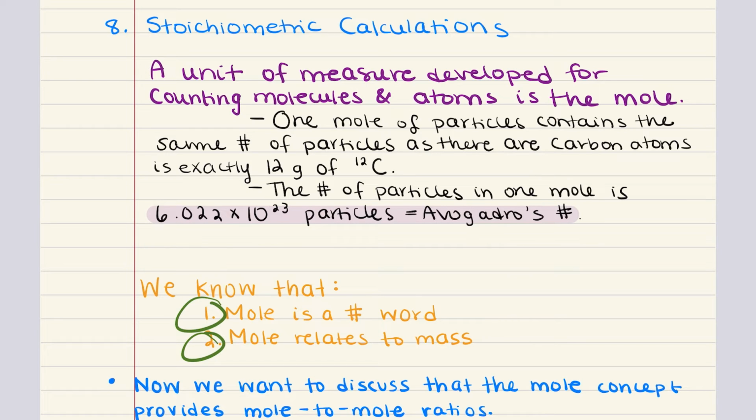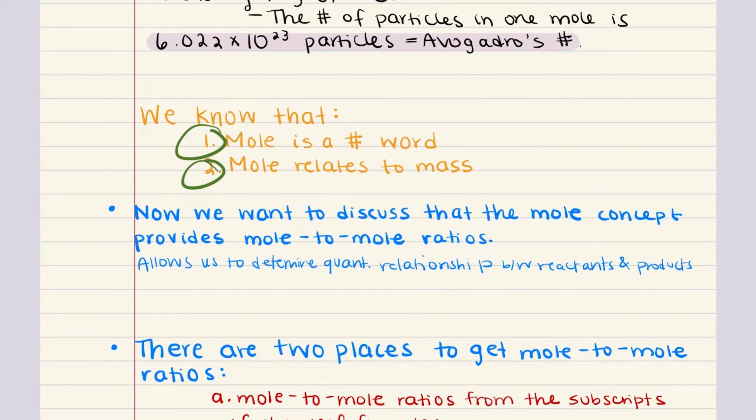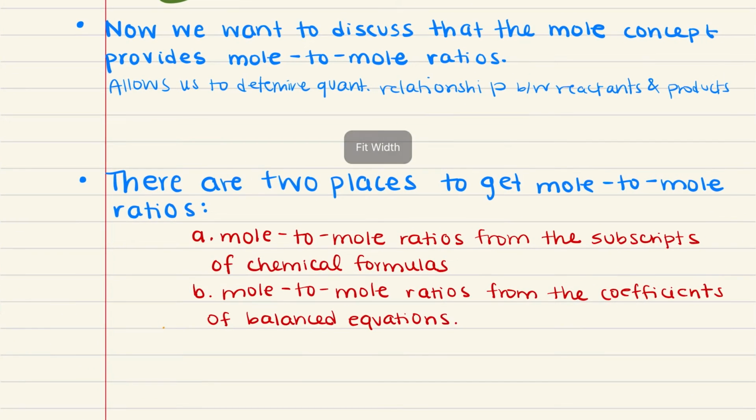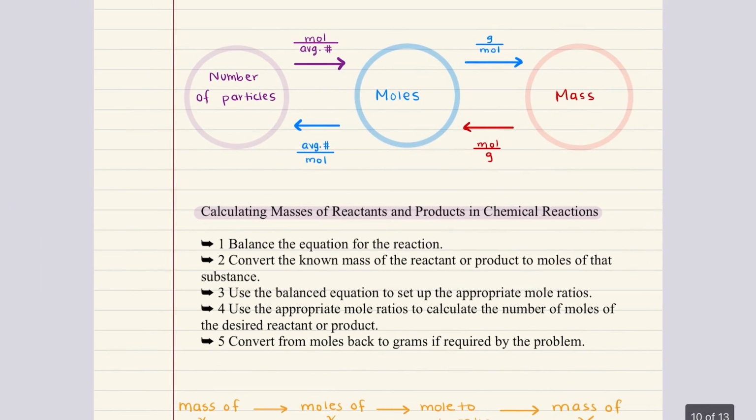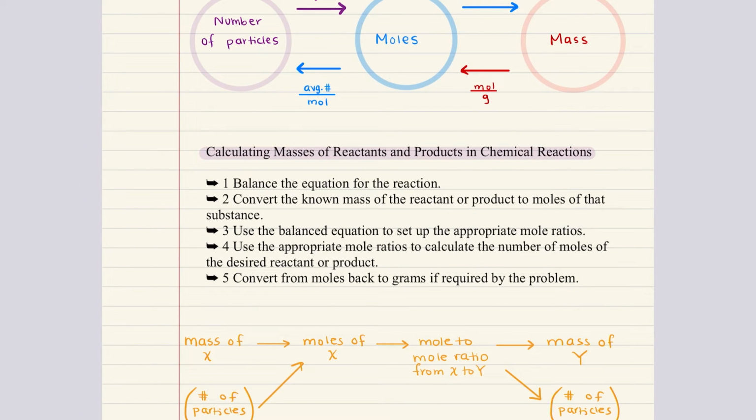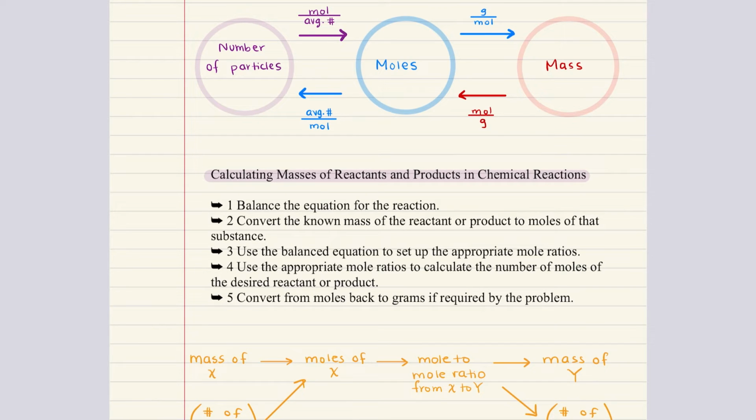Now, in this section, we want to add another important point about moles, and that is the mole concept provides mole-to-mole ratios. This allows us to determine quantitative relationships between reactants and products in chemical reactions. And there are 2 places to get mole-to-mole ratios. One is the subscripts of chemical formulas, and the other is coefficients of balanced equations. Now, we're going to see how this idea of mole-to-mole ratios can be useful for solving different kinds of chemistry-based problems. We're going to specifically see it in the next objective when we talk about limiting and excess reagents. But with that being said, I want to work you through the strategy for attempting these kinds of problems, and then we're just going to do some examples together.